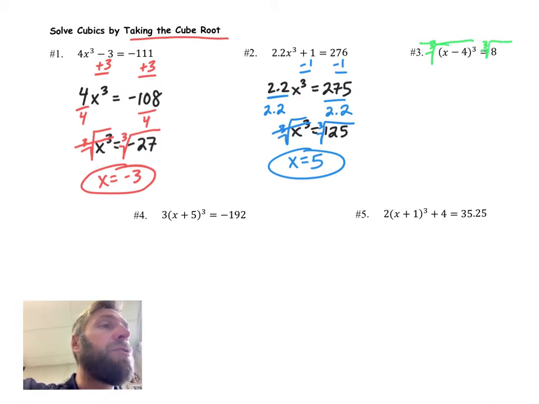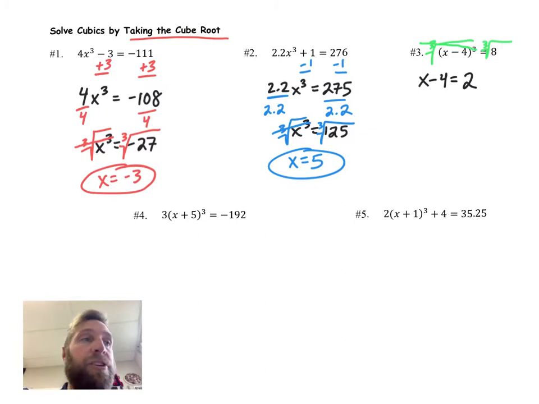That cube root will cancel out that cubic. The third power cancels out the third root, and we get x minus 4 equal to the cube root of 8. If you type that in, that's a nice easy 2. We go ahead and solve the rest of the problem: undo it, add 4 to both sides.